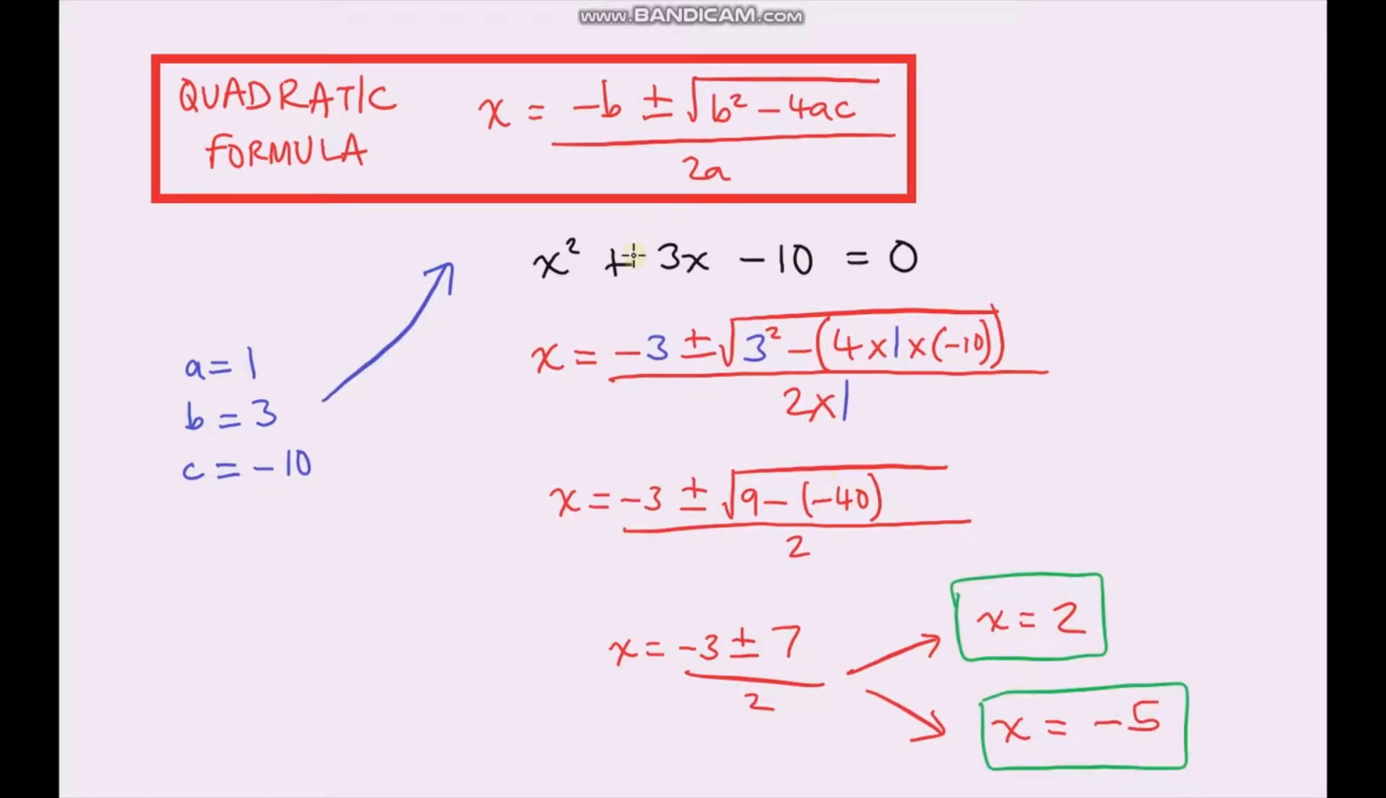Now if we go all the way back to the beginning and solve this equation by factoring, let's see if we get the same solution. So remember, two numbers that multiply together to get negative 10 and add together to get 3.